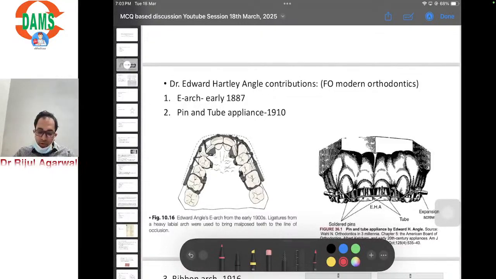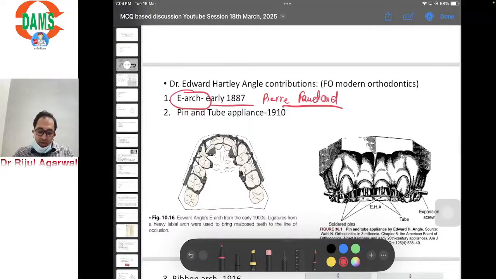The contributions of Edward Hartley Angle, he is also considered the father of modern orthodontics. He first gave the E arch, that is the expansion arch, in 1887. The important point about this E arch is that it was a modification of the appliance given by Pierre Fauchard.